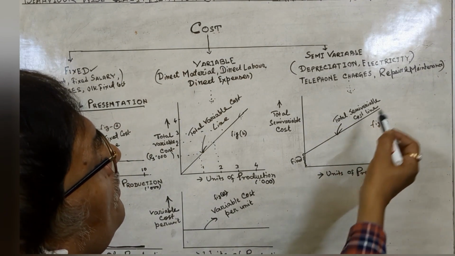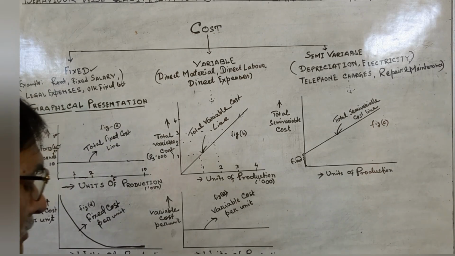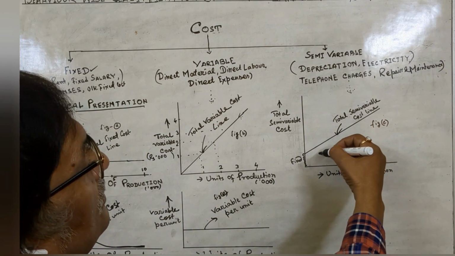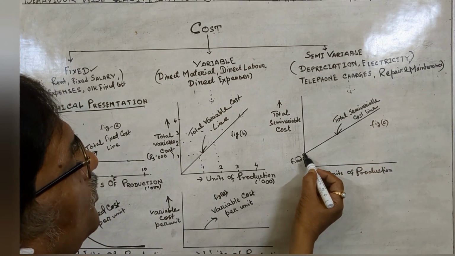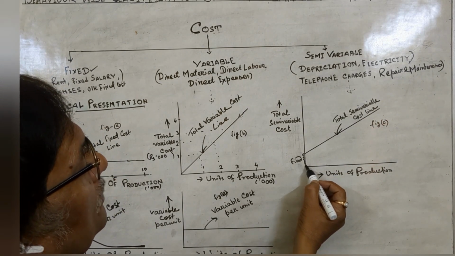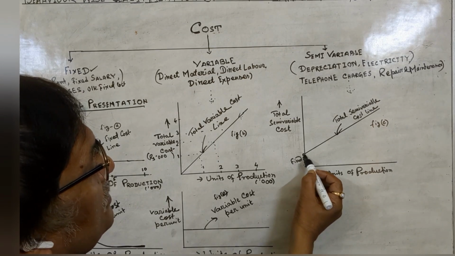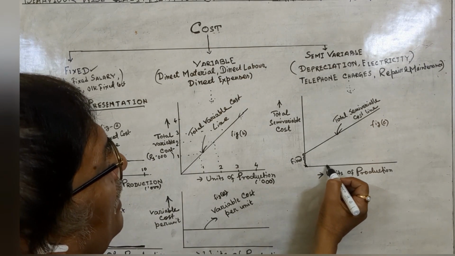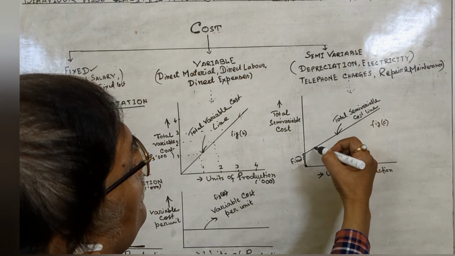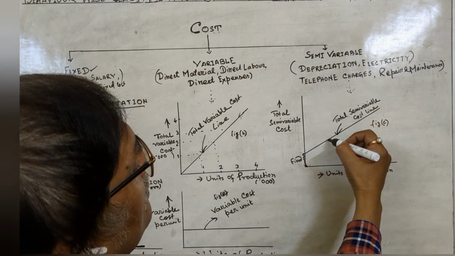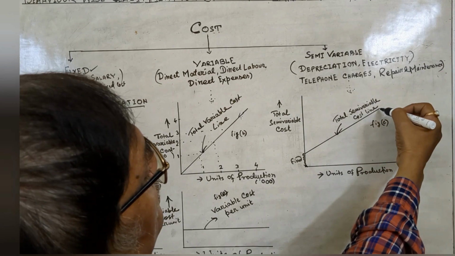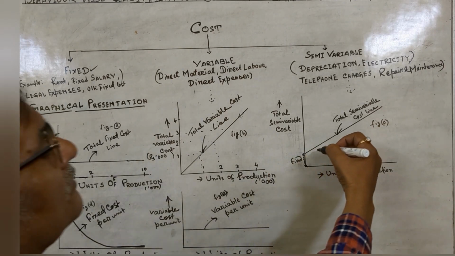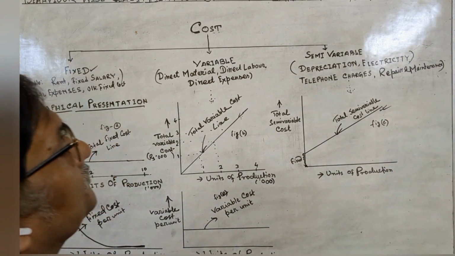meaning partly fixed, partly variable. That's why the graph of that type of cost is shown here. This portion is fixed. If you use it or not, still this much cost is required. And after that, with the increase in production units, the total semi-variable cost is increasing. That's why the shape of the line of semi-variable cost will be like this.